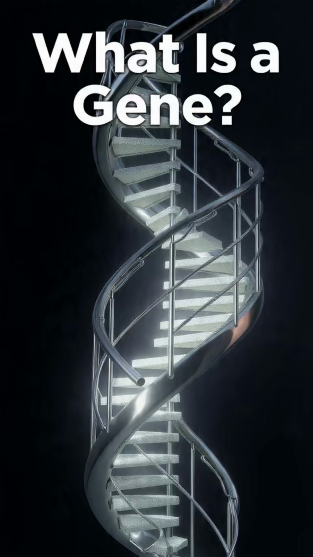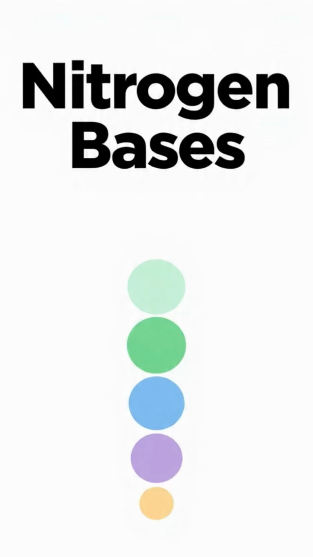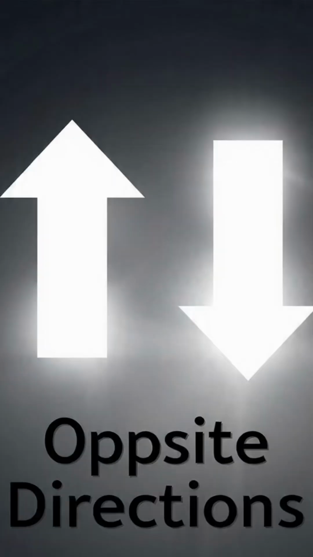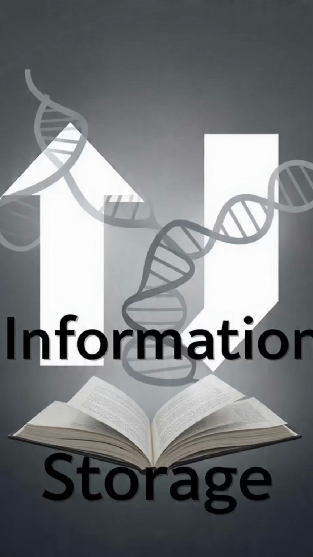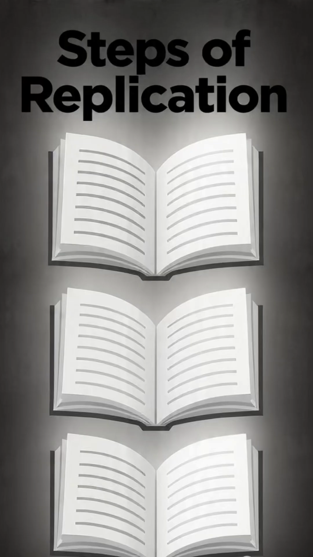A gene is a specific segment of DNA that codes for a protein. DNA, RNA, and protein. This is the central dogma of molecular biology. Four bases: adenine, thymine, guanine, and cytosine. The backbone protects the bases inside. Antiparallel structure enables replication accuracy. DNA stores information chemically. The order of bases is the message. Hydrogen bonds are weak individually but strong collectively. They allow flexibility. Steps of replication: unzipping, base pairing, and strand formation.